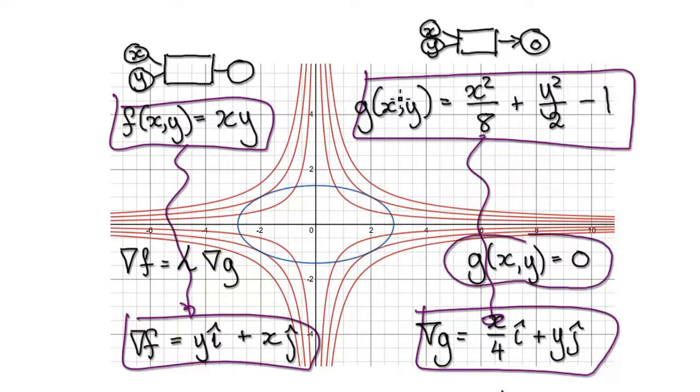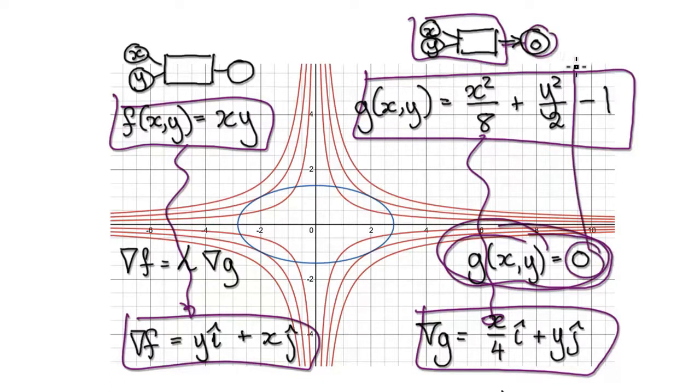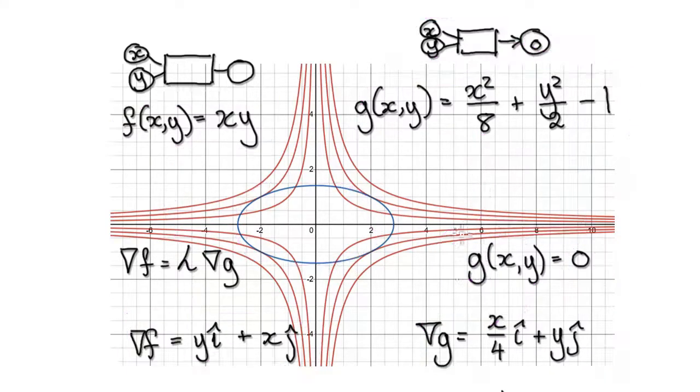So this is our function. This here is specifying our function spits out a zero, which means you're looking at the xy plane, and we must live on this ellipse. So all this is saying is that we must live on the ellipse.